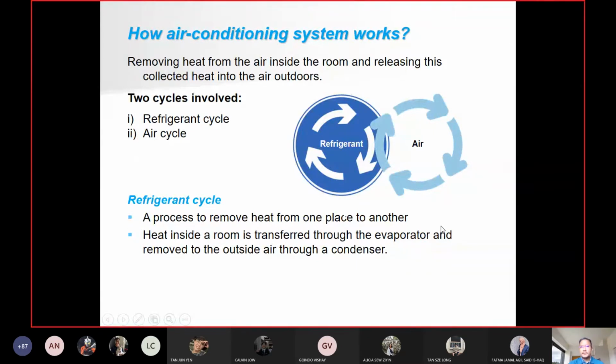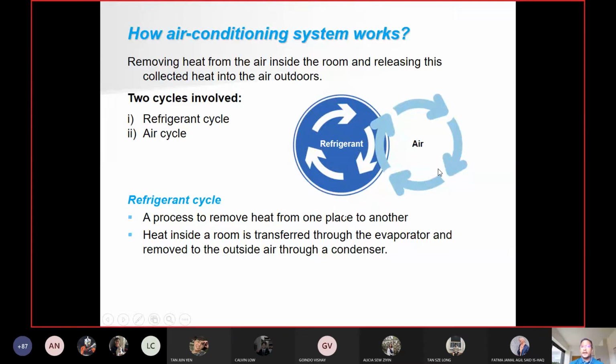Maybe before this you thought that when we talk about how an air conditioning system works, you would say, oh, it just brings in cool air. The aircon basically produces cool air, that's it. But basically how it works is it slowly absorbs the heat, the hot air inside the room, and then it is actually released to the outdoors. All this happens in 2 cycles, which are the refrigerant cycle and the air cycle.